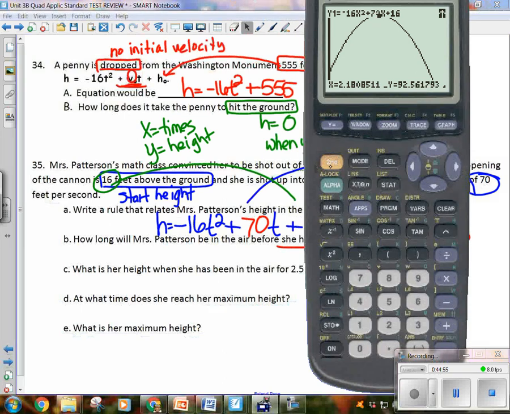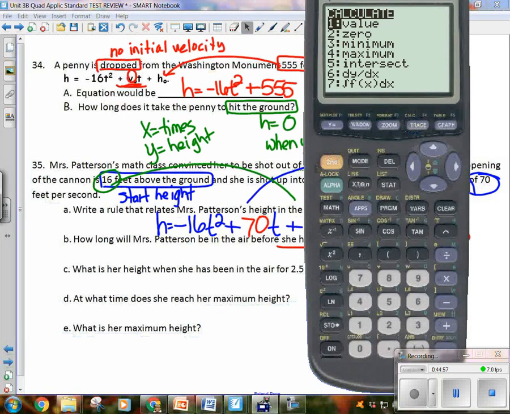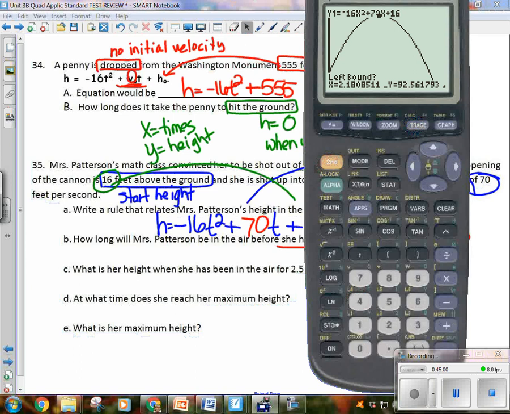I'm going to do second calc. Number 4 is the maximum. I'm going to go left 3, 1, 2, 3, and enter. And it says right bound. I'm going to go 1, 2, 3, 4, 5, 6. I'm even going a couple extra just to make sure. Remember, you just have to be on the left-hand side of the place and the right-hand side of the place, and then the calculator can guess for you. And it's going to work, and it says yes.